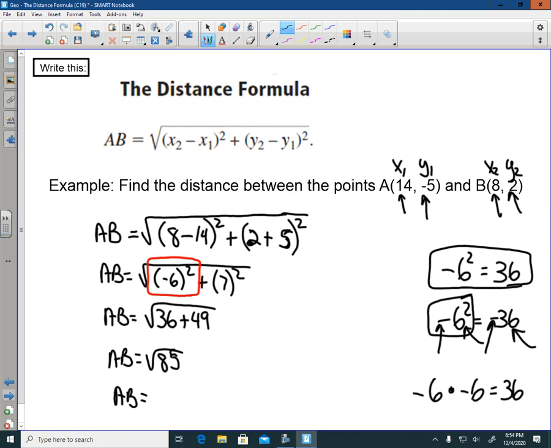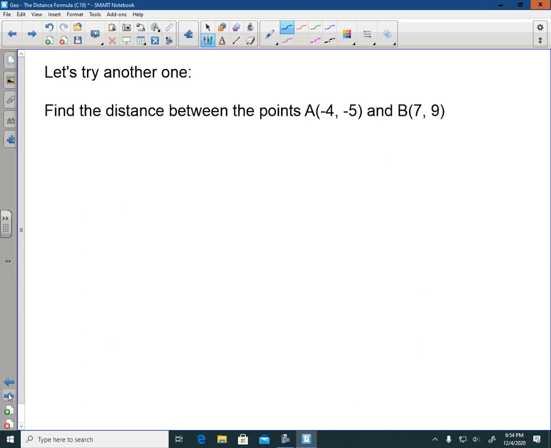If we were in class together, I would be explaining to you all kinds of reasons to leave it as square root of 85, but we're not, and so we do what we do. So I'm going to take the square root of 85, enter, and I get 9.22, let's say, units. And so we know that that segment is 9.22 units long. That's how you do it. So it looks really complicated, and there are a lot of pieces. So practice is important. So let's try another one.